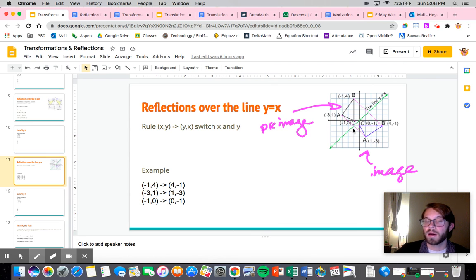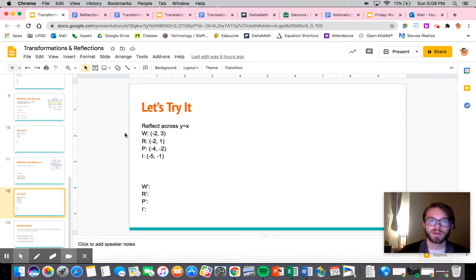So what's happening? All that's happening is that x and y are switching. And that just comes from the fact that this is like dividing it in half, right? This would be if you folded your paper diagonally. So you just switch your x and y coordinates. So negative 1, 4 goes to 4, negative 1. Negative 3, 1 goes to 1, negative 3, and so on and so forth, right? So if we were to reflect this across y equals x, I'm just going to flip x and y. So my new coordinate would become y, x, all right?